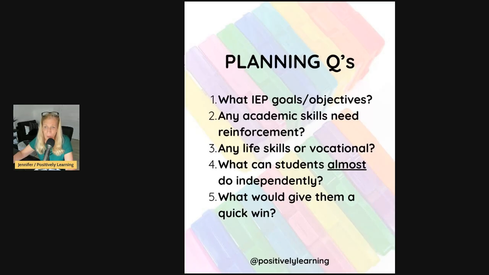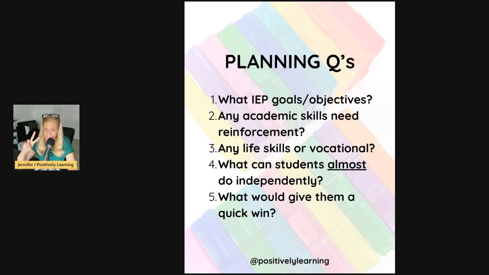Number 1, what IEP goals need practice right now? Not general skill areas, but specific goals, the ones on paper, the ones your students are actually working towards. Independent work is one of the best ways to build those practice reps into the day without using instructional time. But it's only going to work if the task connects to real goals.